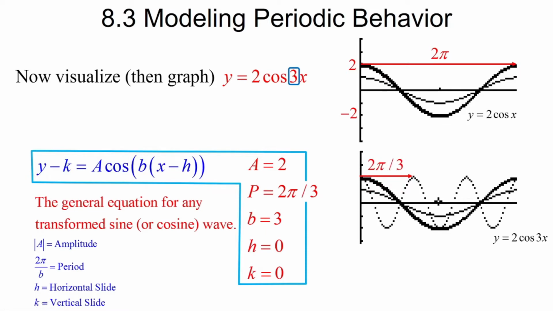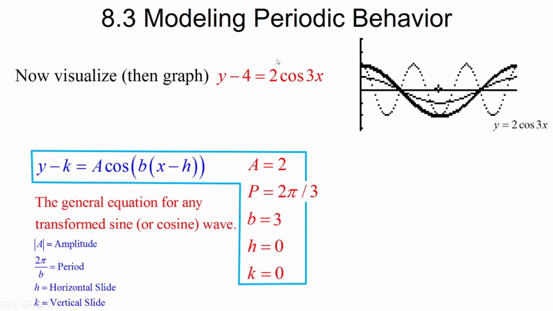Okay, great. Now, I think we could talk about maybe some translations vertically and or horizontally. So look at what we have here. Y minus 4. That 4 is my k.